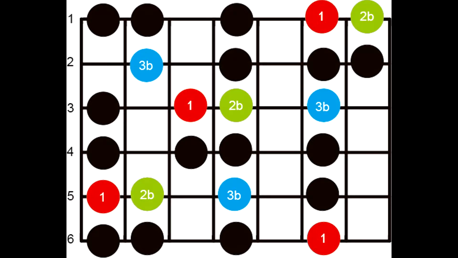This note is going to be the difference between this mode and the Aeolian. Also, this note creates the characteristic sound of this mode. The next example is in E minor Phrygian.